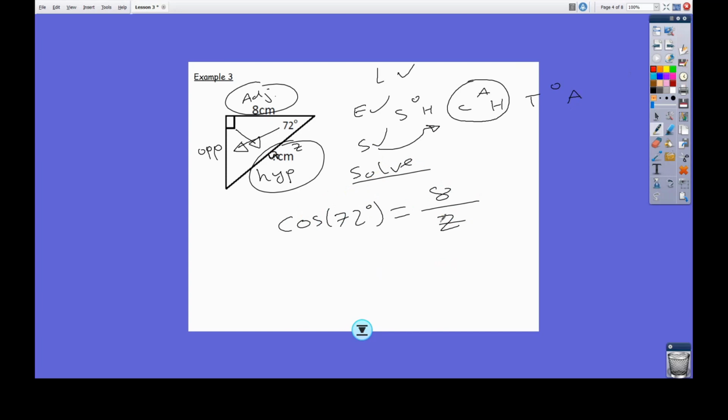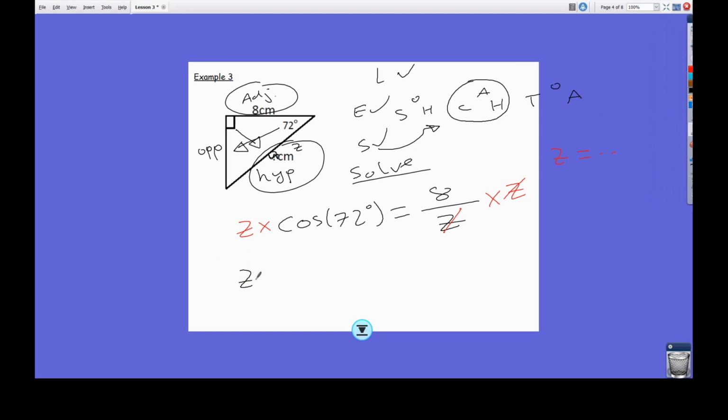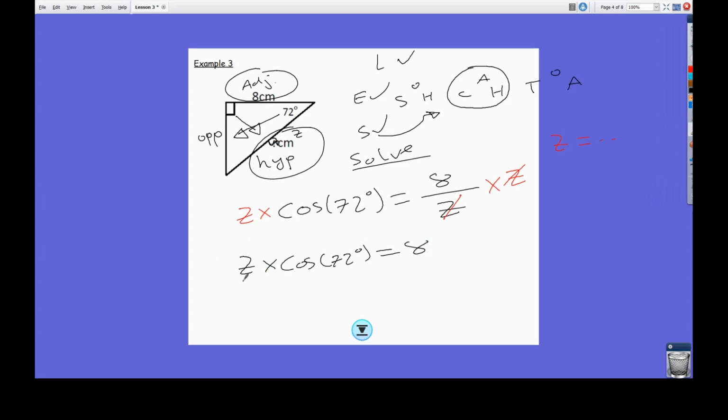Same procedure as before. I don't want the Z on the bottom. I want it to be the numerator on its own. I want it in the form Z is equal to solution. So I multiply both sides by Z, which will cancel out the Z on the right-hand side, because Z over Z is just 1. So I have Z times cos of 72 degrees is equal to 8. So to get Z on its own, I can divide both sides by cosine of 72.